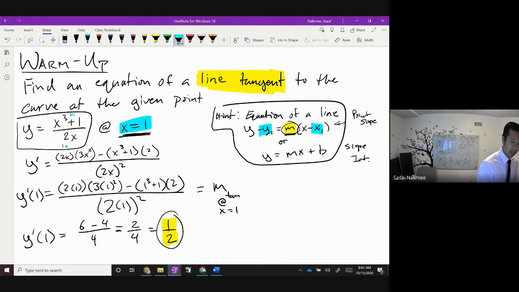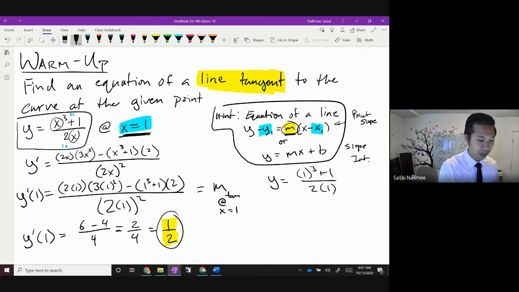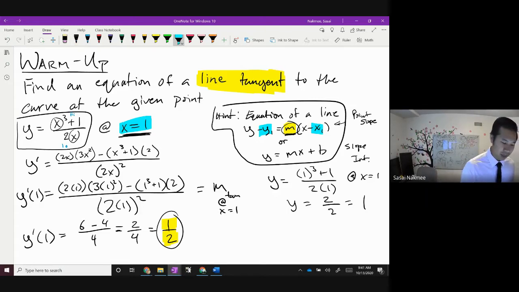So I have my x right here. That's going to go in for x sub 1. I need my y. Well, all you have to do to get your y value is plug in your x value into the function. So if x is equal to 1, y is going to equal 1 cubed plus 1 over 2 times 1. All I'm essentially doing is plugging in 1 for x to find out what the y value is going to be at x equals 1. So the y value will be 1 cubed plus 1, which is 2, over 2 times 1, which is 2, which tells me that y is also equal to 1. So x is equal to 1, y is equal to 1.